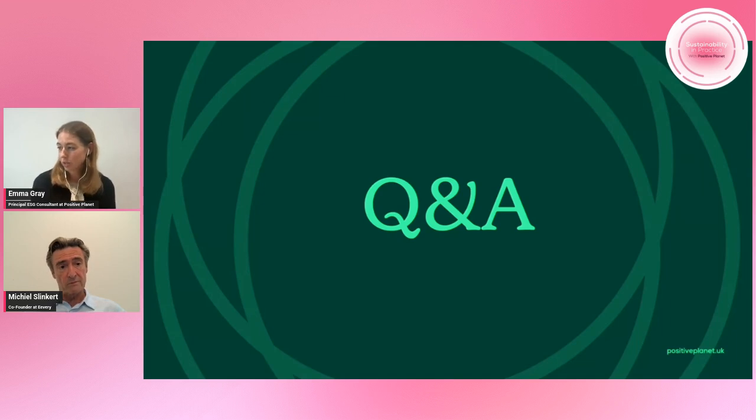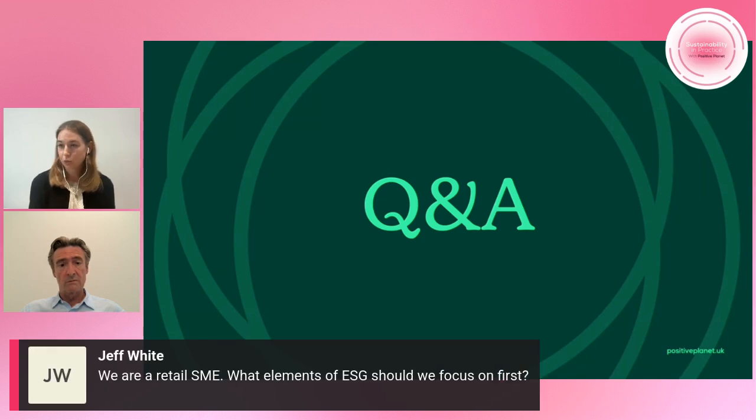Amazing. Another question from Jeff as well. We are a retail SME. What elements of ESG should we focus on first? Well, my advice is to start with the double materiality assessment, because then you'll know exactly what elements of ESG to focus on. That's the outcome of it: you'll have your priority topics, and it may be surprising what comes up. From there, you'll know which topics fall into review, which means maybe have a look at them in a year or two's time, and which topics you don't need to consider, as they're just not materially important to your business.